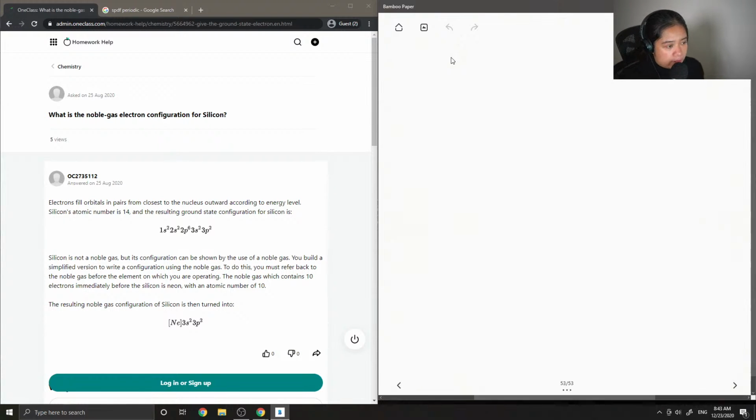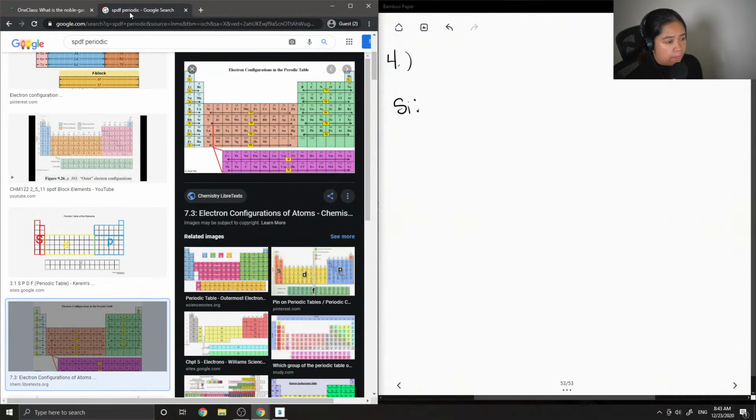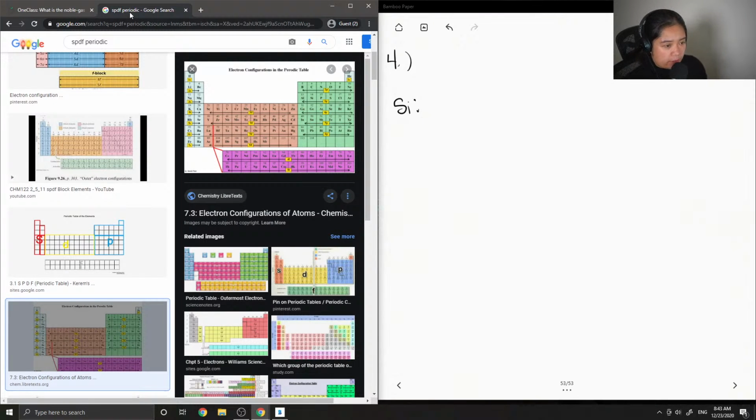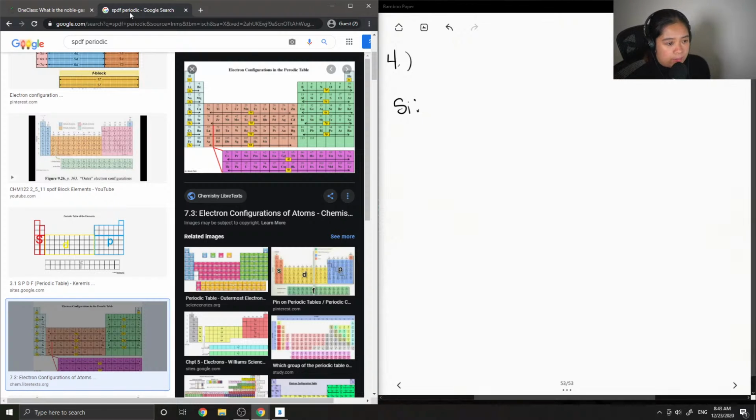Okay, so question 4. What is the noble gas electron configuration for silicon? Okay, so first let's just find the electron configuration for silicon. So it is found here on the periodic table, atomic number 14.